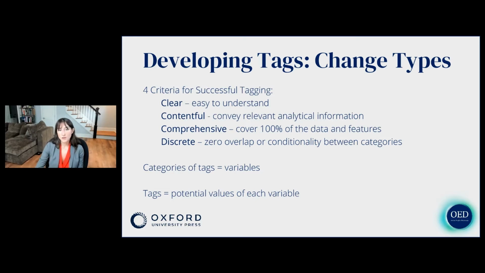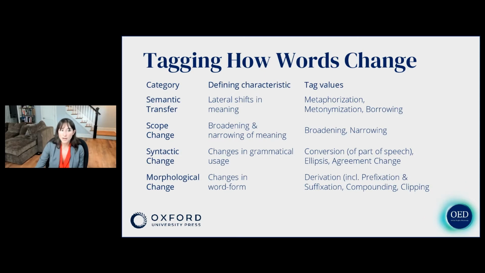And you can consider the categories of tags as variables and the tags themselves as the potential values of each variable. And so here we can actually see those categories, descriptions of the categories of types of change, and the potential tag values. In this case, we'll be focusing specifically on semantic transfer and metonymization itself. But there's also that the senses of words can broaden, they can narrow. You can have conversion from a verb to a noun, for example, or the other way around. And you obviously see changes in word form quite often.